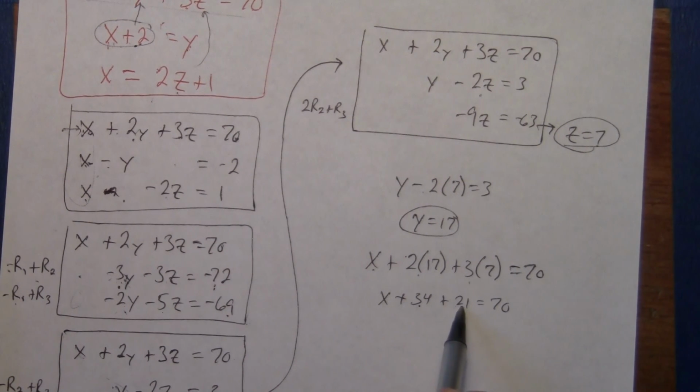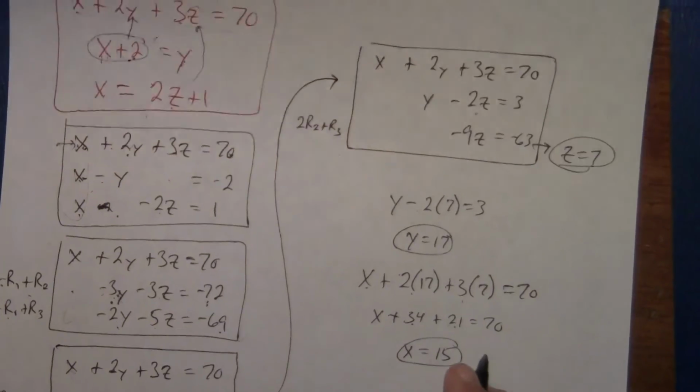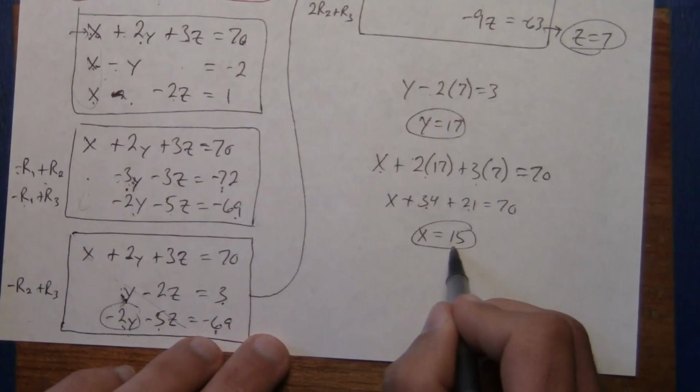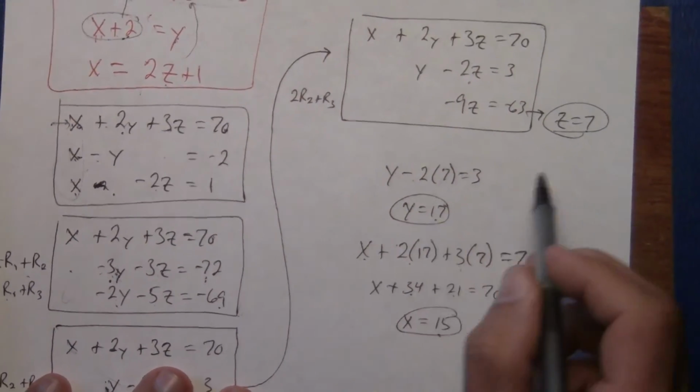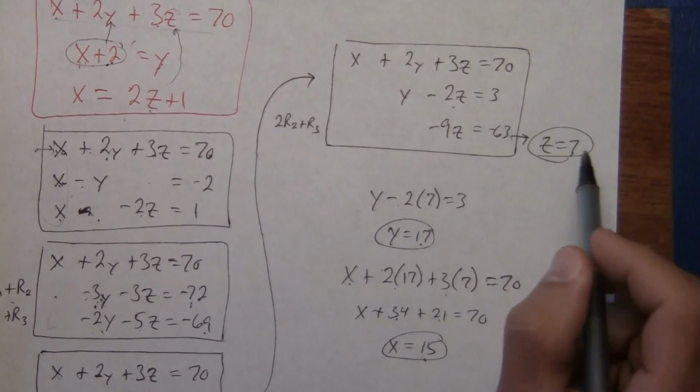Add those together, it looks like it's 55. Go ahead and subtract 55, and you are going to end up with 15. And so now my answer is 15 free throws, 17 two-point baskets, and 7 three-point baskets.